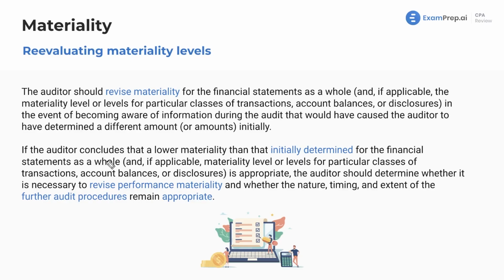If the auditor concludes that a lower materiality than initially determined from the financial statements as a whole is appropriate, the auditor should determine whether it is necessary to revise performance materiality and whether the nature, timing, and extent of the further audit procedures remains appropriate. Take this into account. This is something you would do.